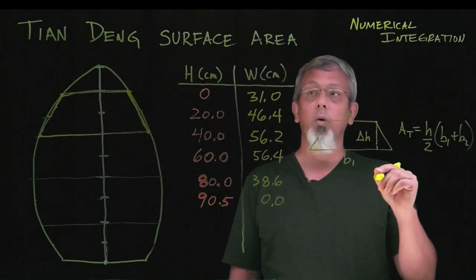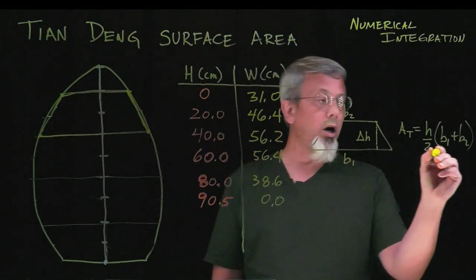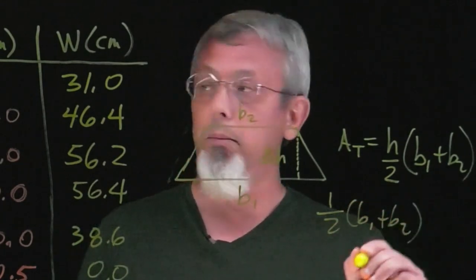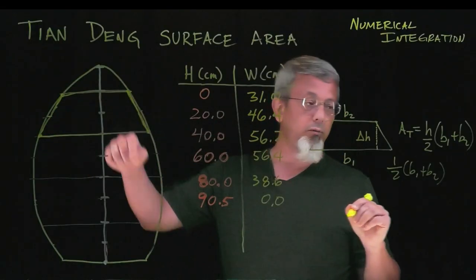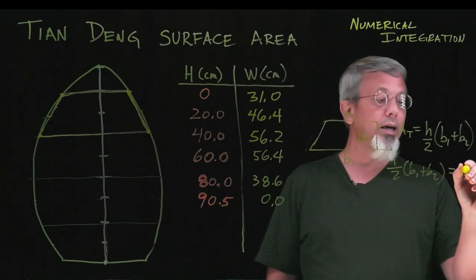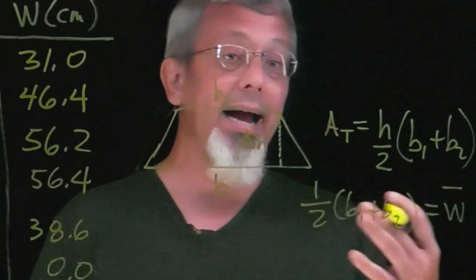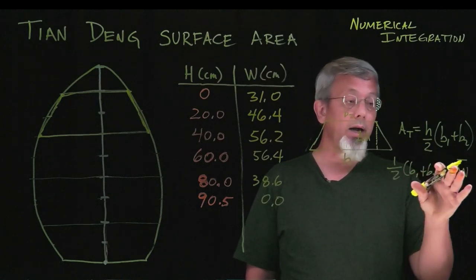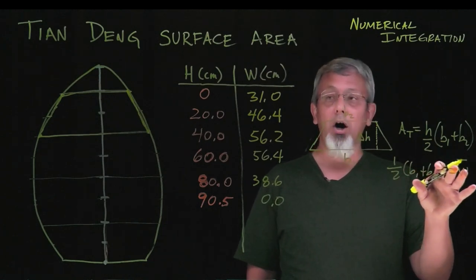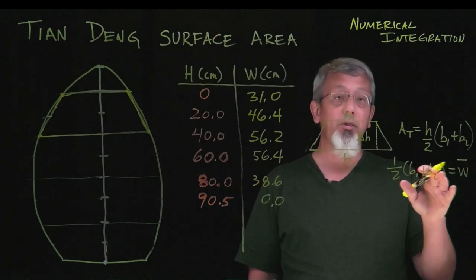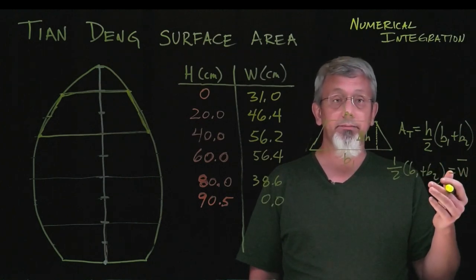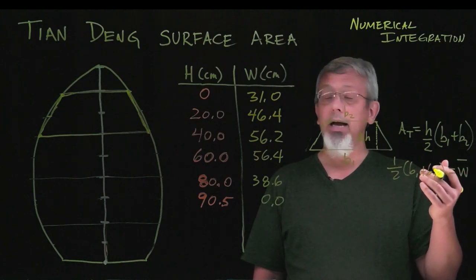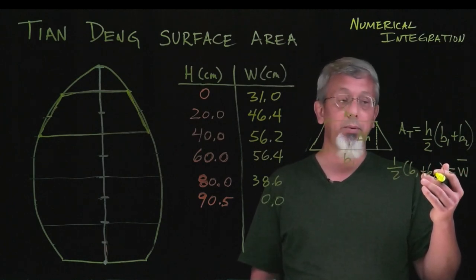And then we're also going to want something that we're going to call 1/2 base 1 plus base 2. Our bases are just these widths we've measured. So I'm going to label that as W bar, bar meaning an average. It's pretty standard notation for an average. So I'm going to make a column for W bar, this average width in between each of these. Now I'm going to need some extra columns to put into place.